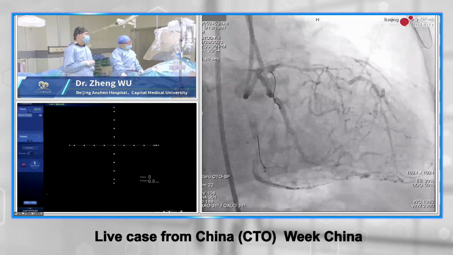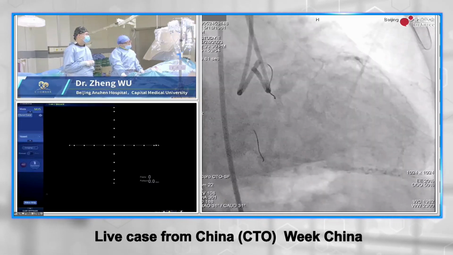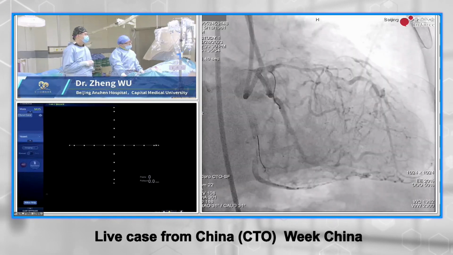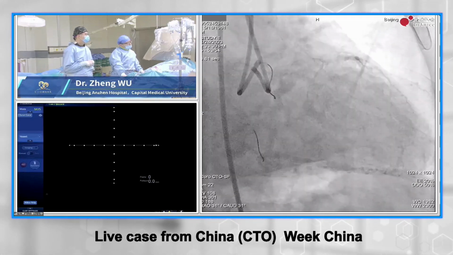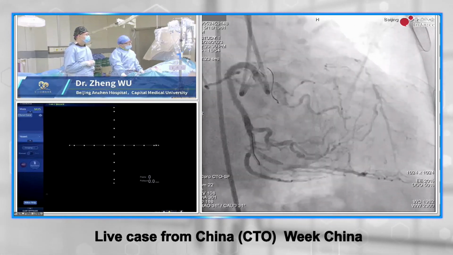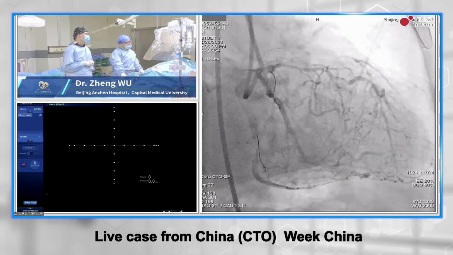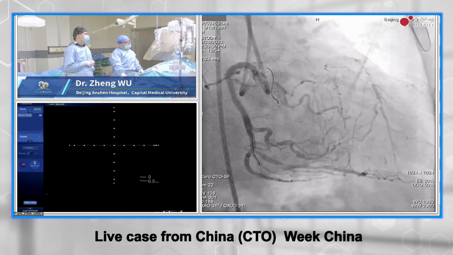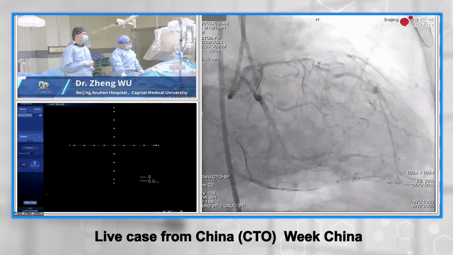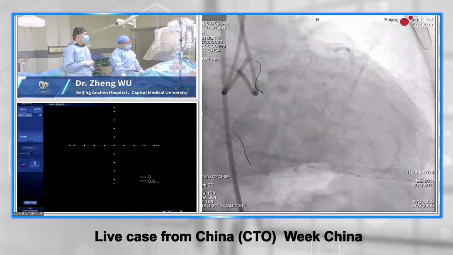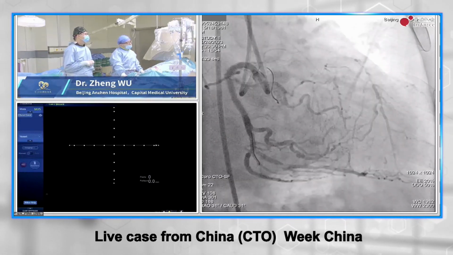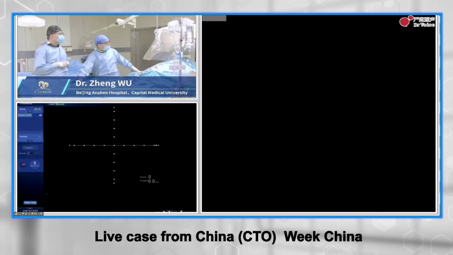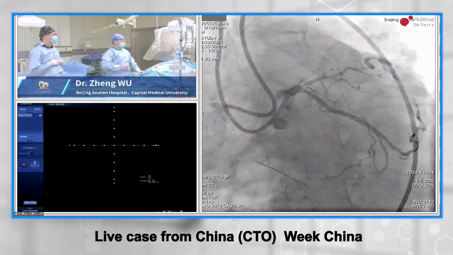If you want to perform the therapy by a retrograde approach, you can choose the RAO caudal view to view the entrance of the arteries. But for this patient, we can see very clearly from the spider view the stump. So at any time we can perform the PCI by an antegrade approach.